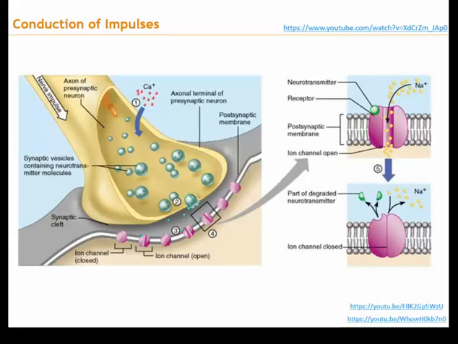So here is our picture, and then we do have a few more videos to watch, and then that'll be the end. But okay, so what is this picture looking at? This is the terminal buttons. So this is the axon, and here comes that nervous impulse. So here comes the action potential, and it travels all the way down.